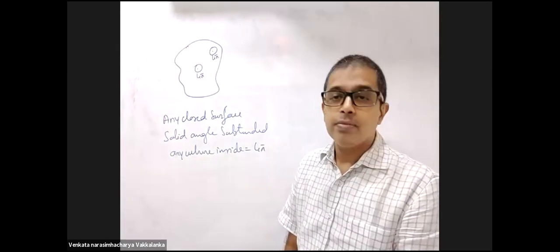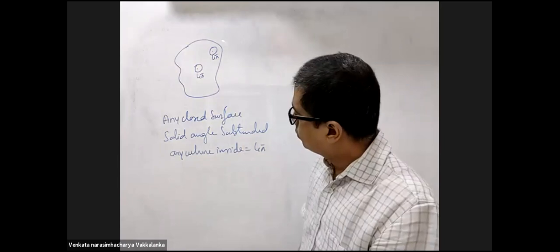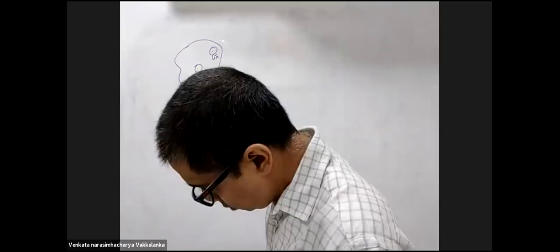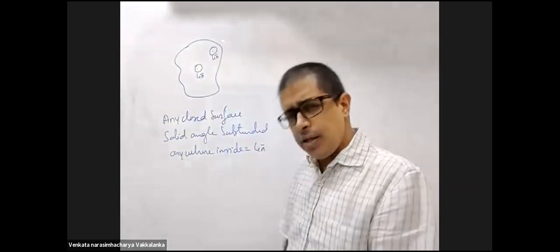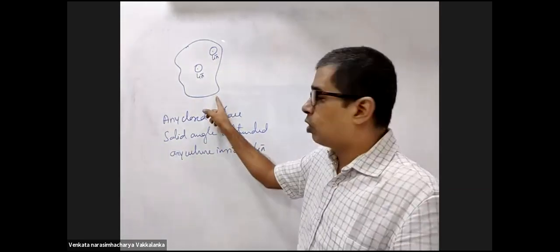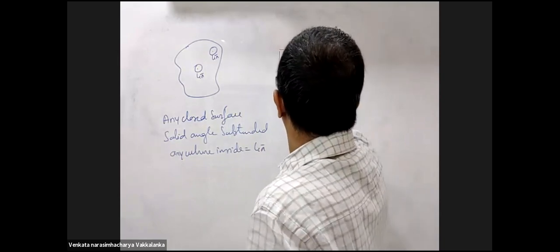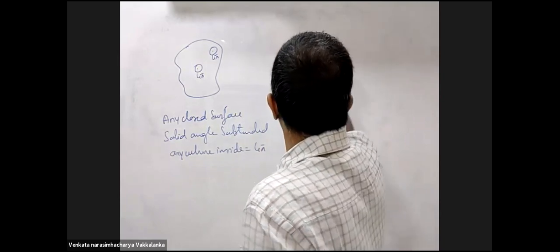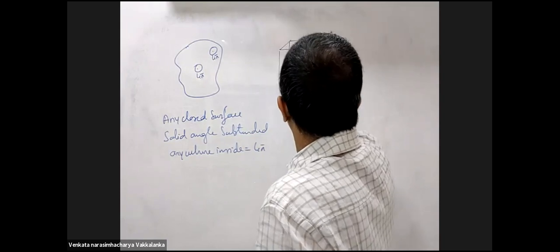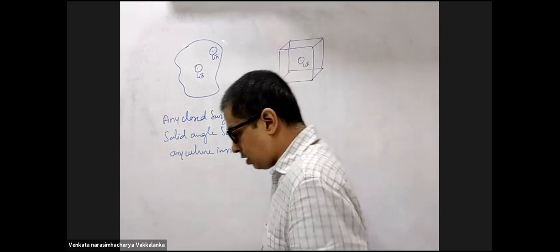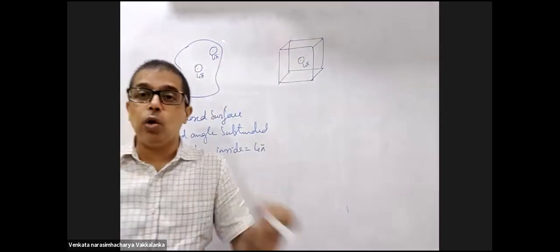Sir, so like you're saying, for any 3D object, the angle subtended will be 4 pi. Any three-dimensional object, if it is a closed surface. Take a cube. Cube has sharp edges, no yaar. We don't care. Take a cube. Anywhere inside, the solid angle subtended is 4 pi, if it is a closed surface.